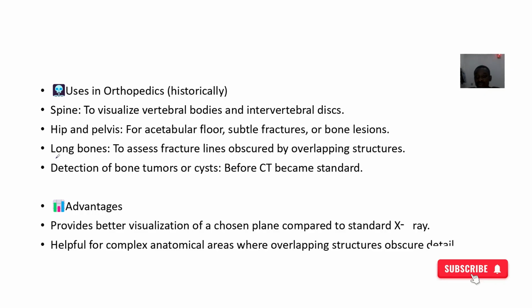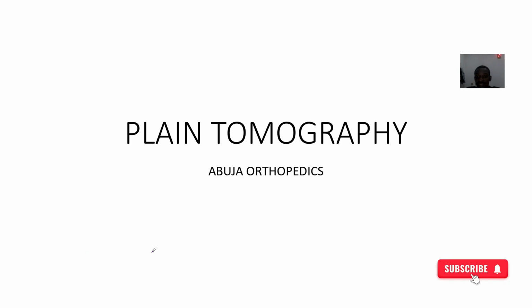It is also used to visualize long bones, where you get to see the structures, and for detection of bone tumors and cysts. The advantage is that plain tomography is an improved version of X-rays. It gives you clearer images compared to standard X-rays, and it is helpful for complex anatomical areas where overlapping structures blur out the details. With this, you can get it more clear. So that's what plain tomography is.